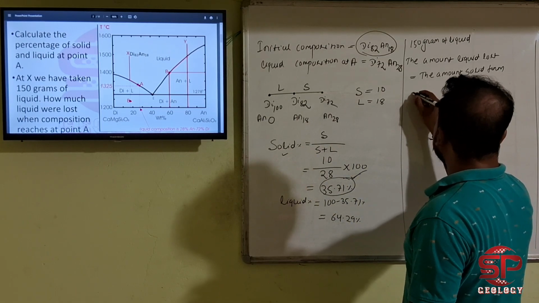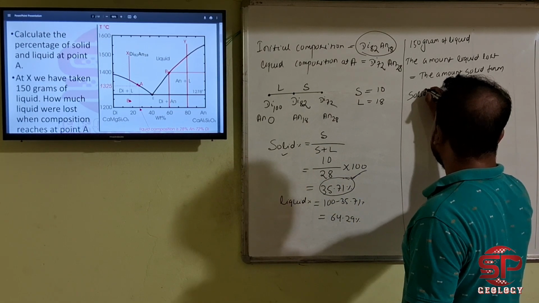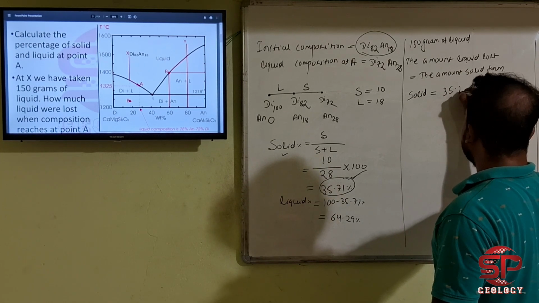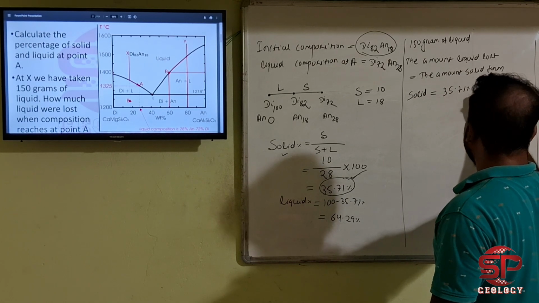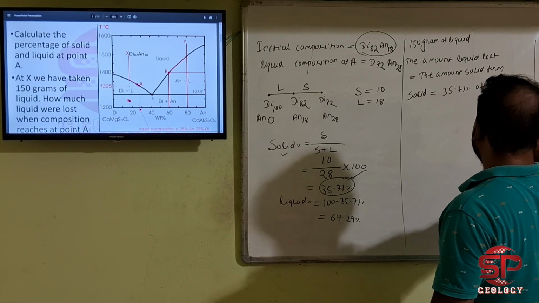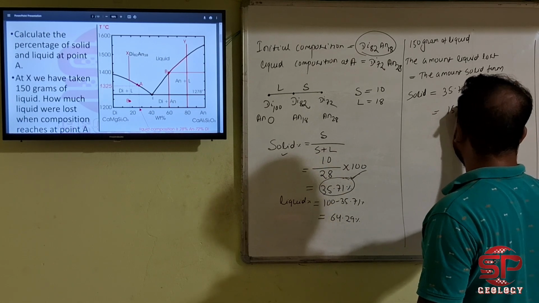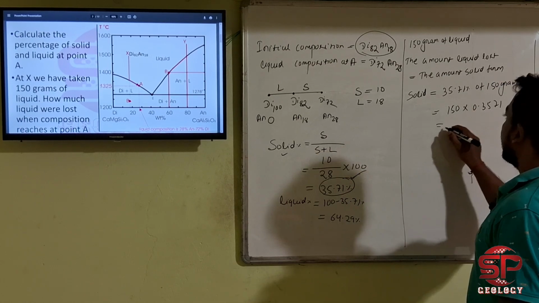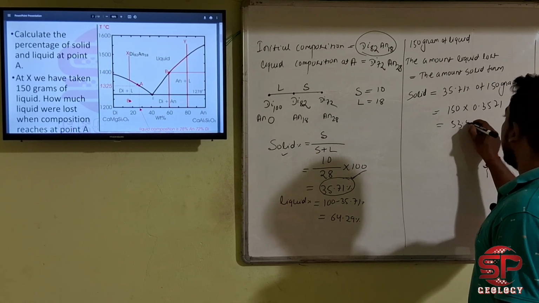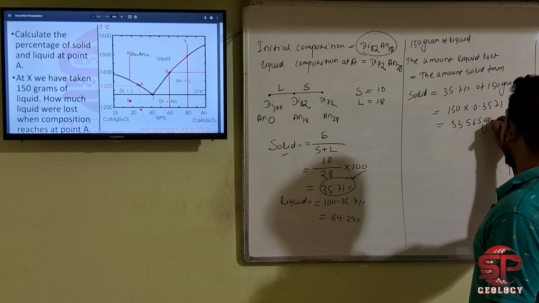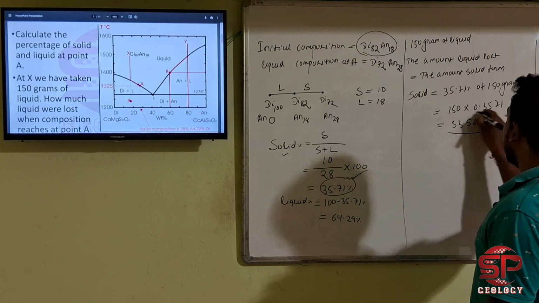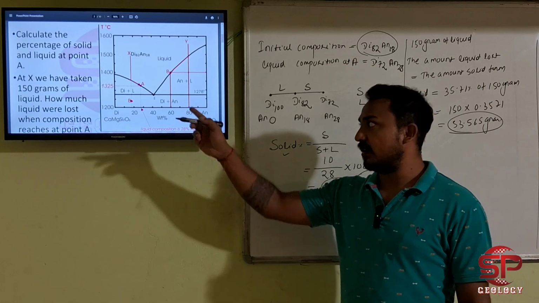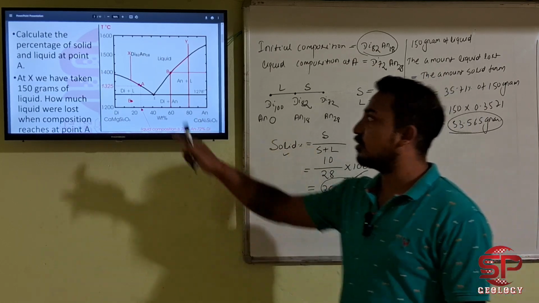So the solid will be 35.71% of 150 gram. So it will be 150 into 0.3571, which is 53.565 gram. So this much diopside crystal is formed, and you can say this much liquid is lost from this point to this point.